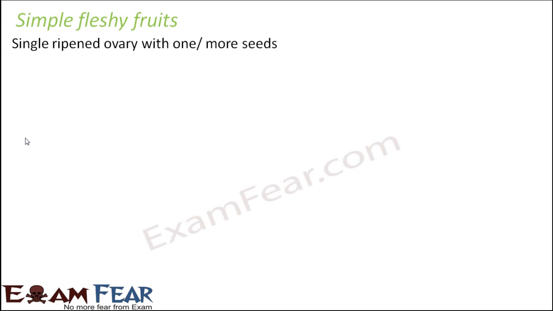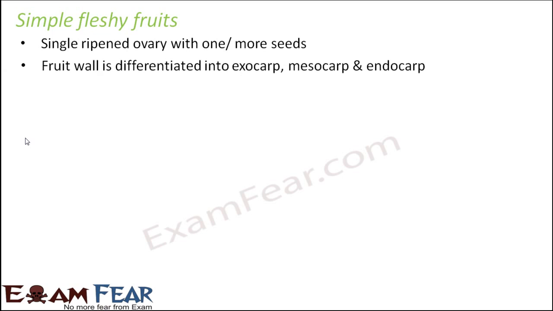Let us start with simple fleshy fruits. So the name itself says it is a simple fruit, so not much complication. Fleshy fruit, so much of pulp. So single ripened ovary with one or more seeds. So this fruit is a true fruit. It is derived from the ripened ovary. So there is just one ovary. Inside that ovary there can be one seed or many seeds. Examples of such fruit would be the common fruits which we see.